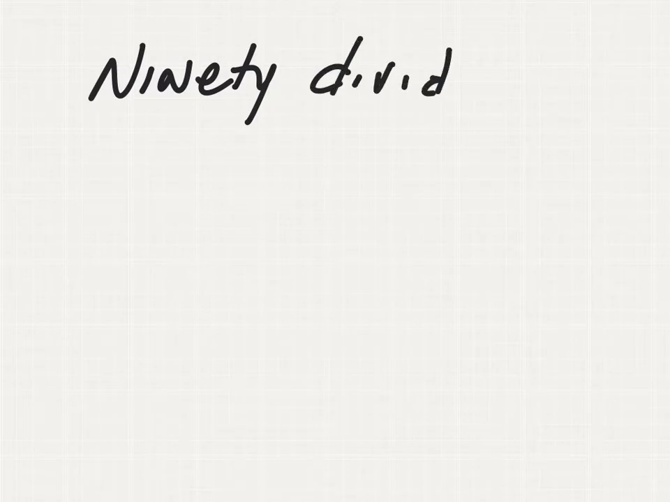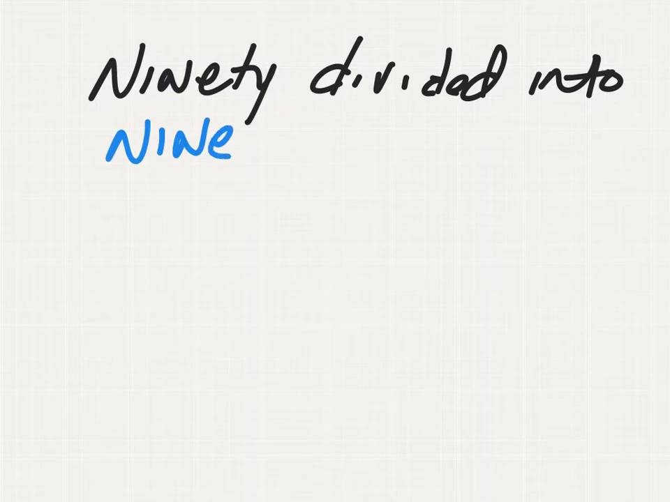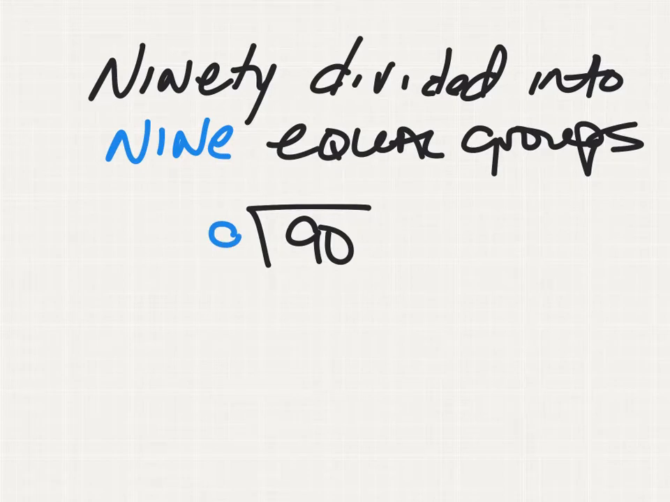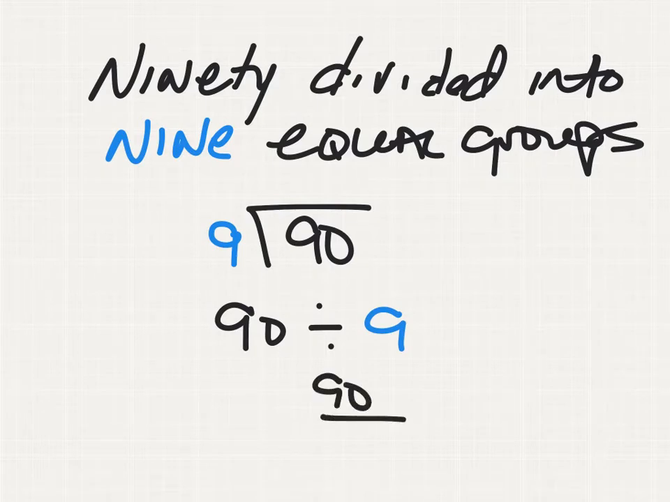We can represent division using a verbal description. For example, 90 divided into 9 equal groups would be the verbal description for the problem 90 divided by 9 using the house, 90 divided by 9 using the traditional division symbol, and 90 divided by 9 as a fraction.